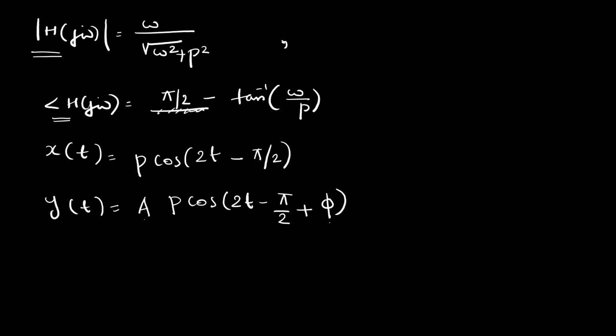Now, what is ω? From the given input, we can see that ω is equal to 2. Okay, now we'll substitute here. Then the magnitude of H(jω) will be 2 by root of 4 plus p². And the phase angle, the angle of H(jω), will be π/2 minus tan inverse 2 by p.